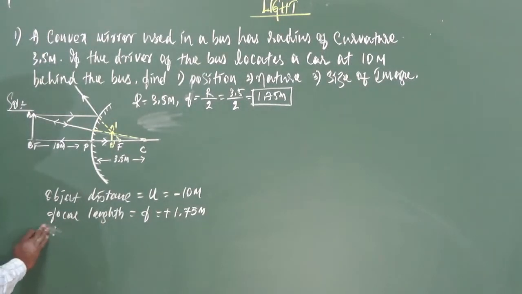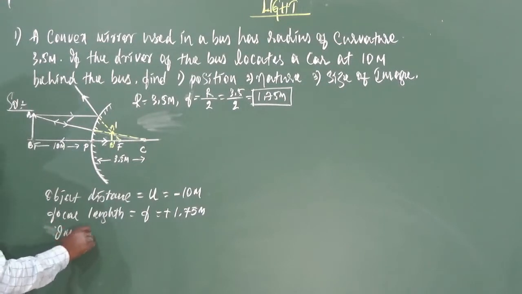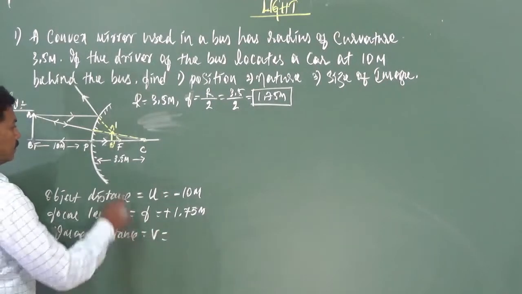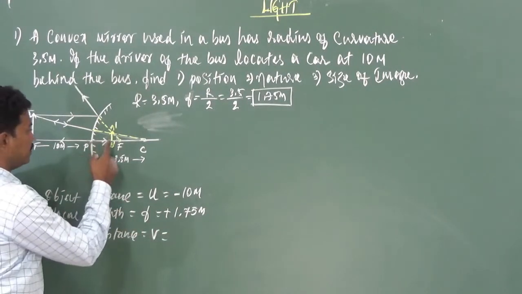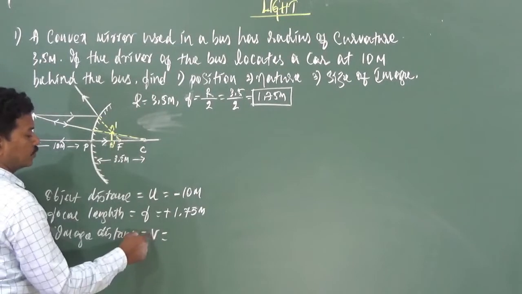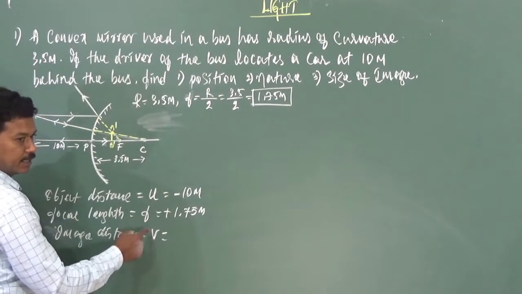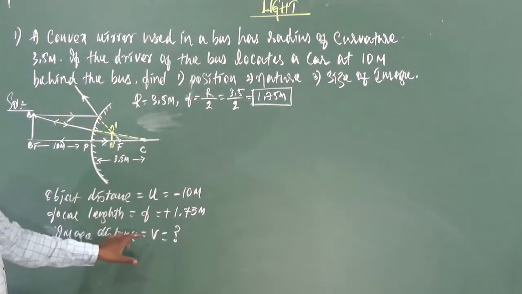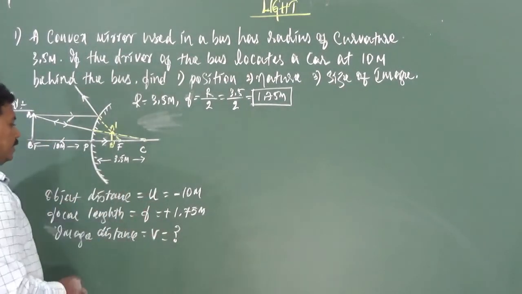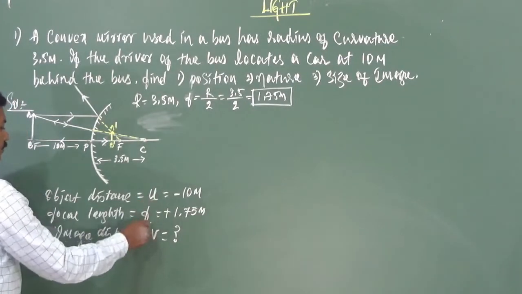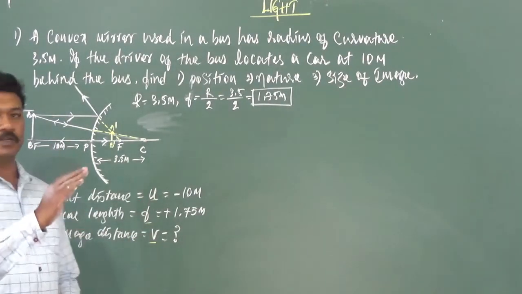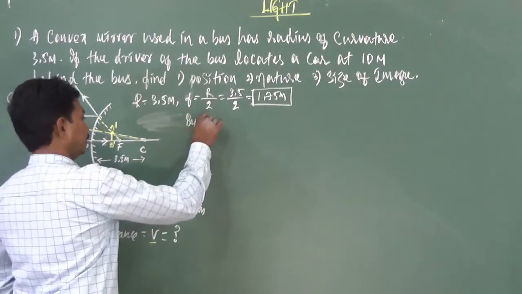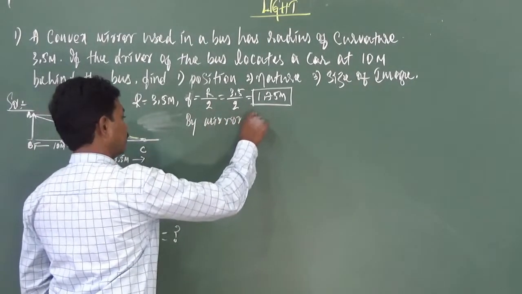Next is image distance. Image distance is V. So this is the image distance, that is PB dash, you have to find out. We should not give any value to V because it is still unknown. So put a question mark and leave it. Don't put any negative or positive signs for V. Okay. So here we have U, F and V. The relation between U, F and V is given by the mirror formula. So let's use it.